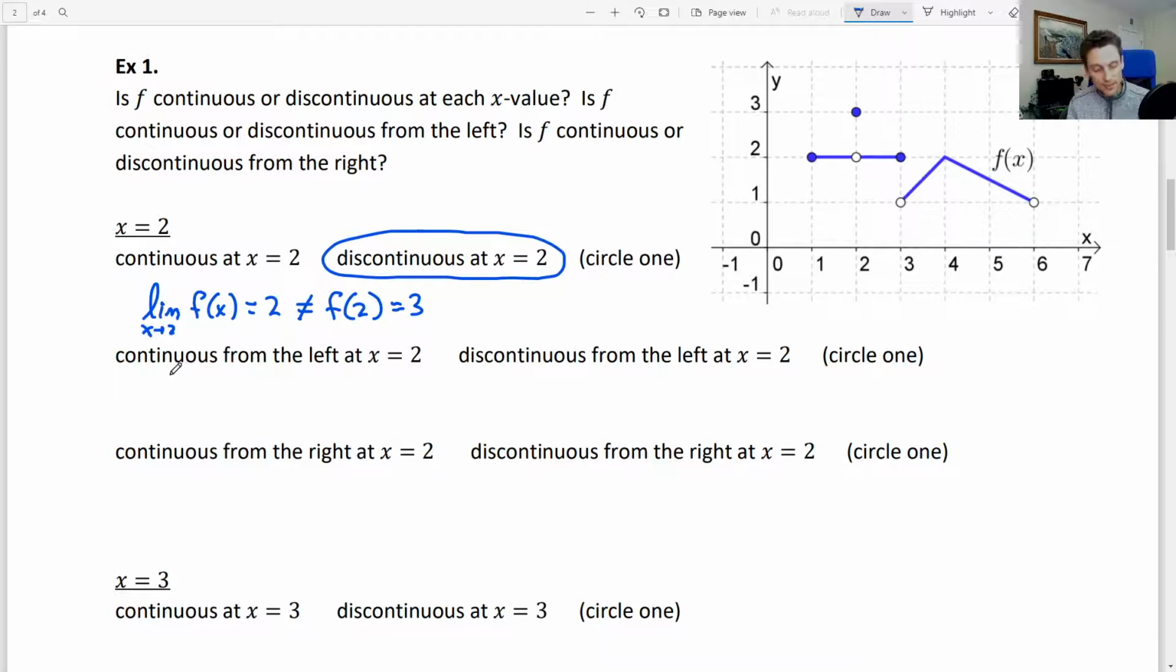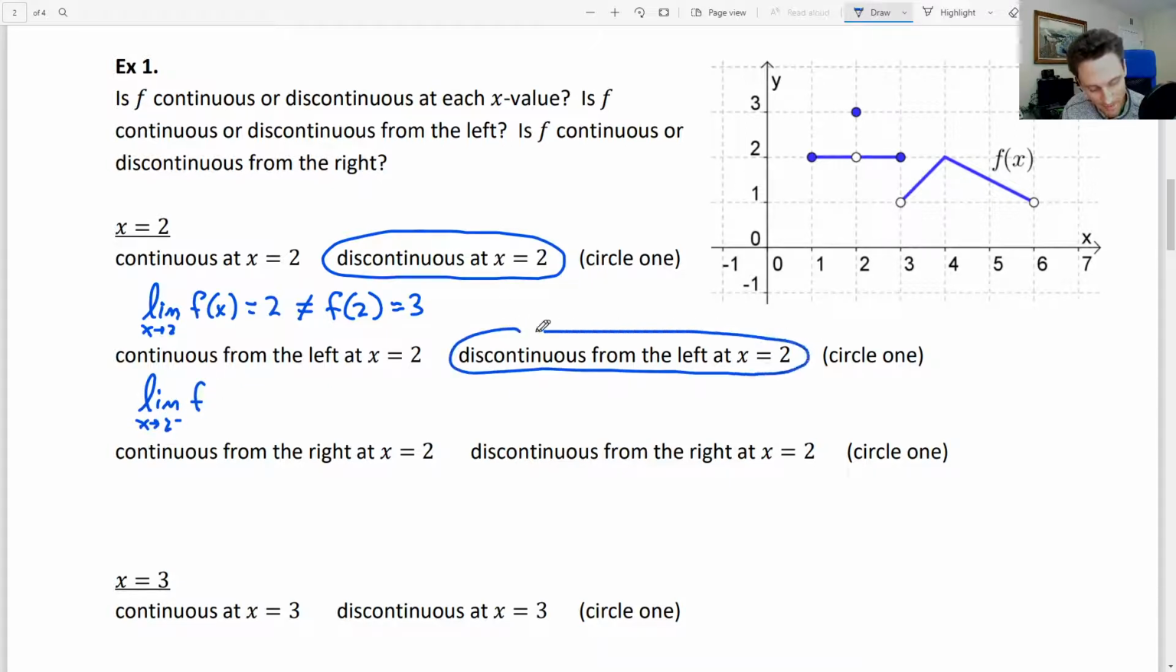What about, is the graph continuous from the left at x equals 2 or discontinuous? Well, coming in from the left, we run across the same issue. The limit as x approaches 2 from the left is 2, and f of 2 is 3, and those are not going to be the same. So we're going to circle discontinuous from the left. That's because the limit as x approaches 2 from the left is 2, and that's not equal to f of 2.